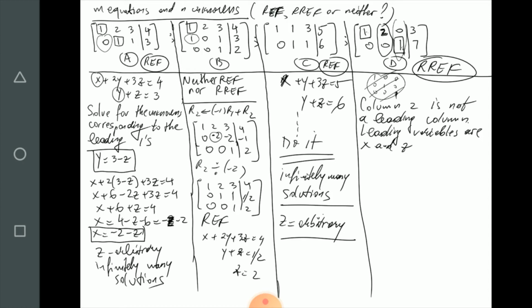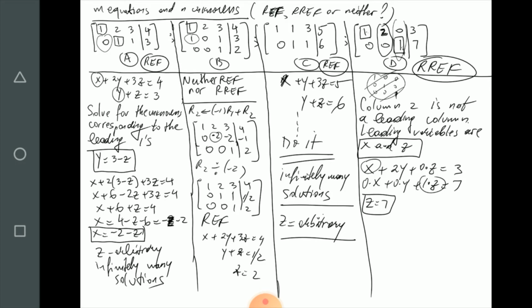Nothing really fancy or special in solving the system, except don't forget to remember which variables correspond to the leading ones. When I write the equations of the system, that's x plus 2y plus 0 times z equals 3, and 0 times x plus 0 times y plus 1 times z equals 7. I solve for the leading variables. That means z equals 7.